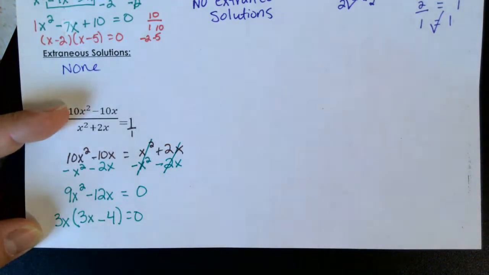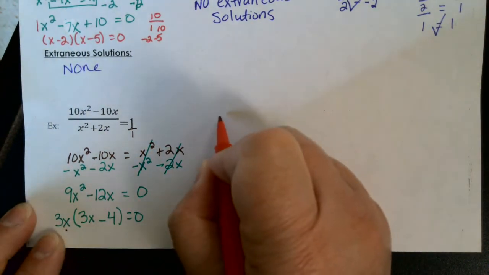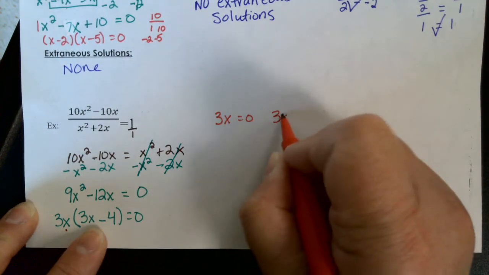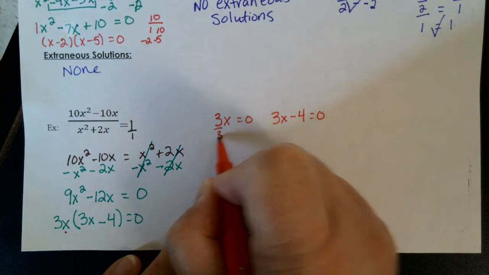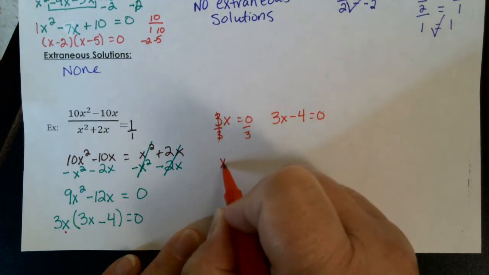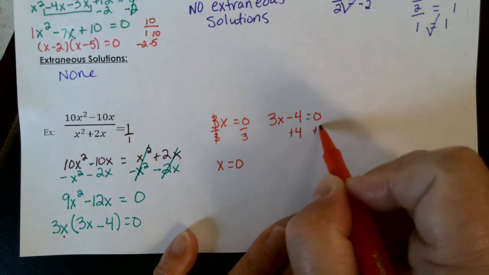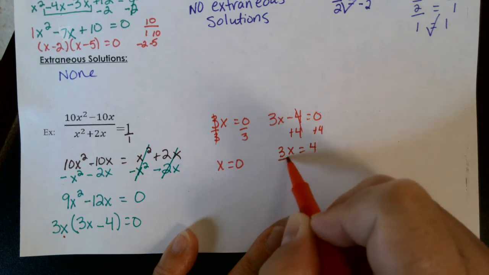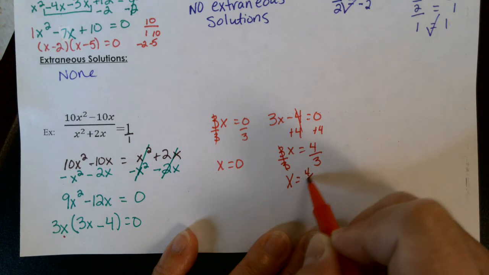So that leaves me with 3x minus 4. Okay. So I'll set each factor equal to 0. 3x equals 0 and 3x minus 4 equals 0. So divide by 3 to get x equals 0. Add the 4. So 3x equals 4, divided by 3 is 4/3.